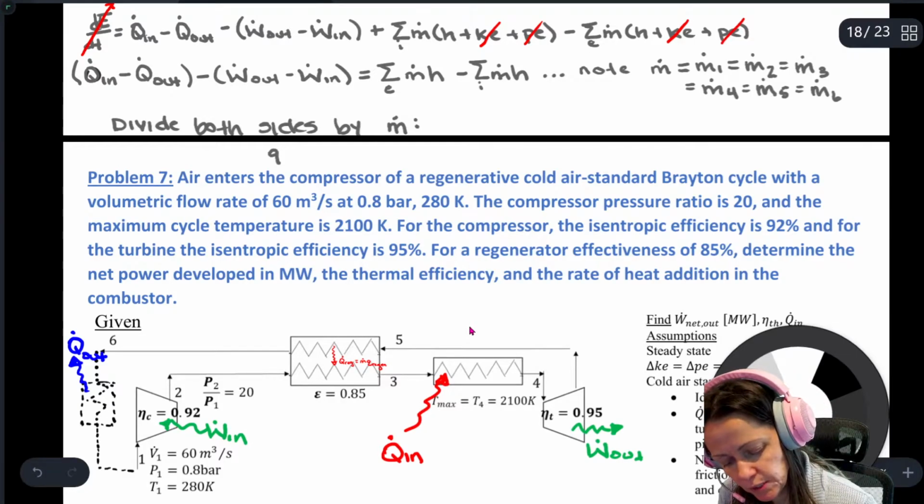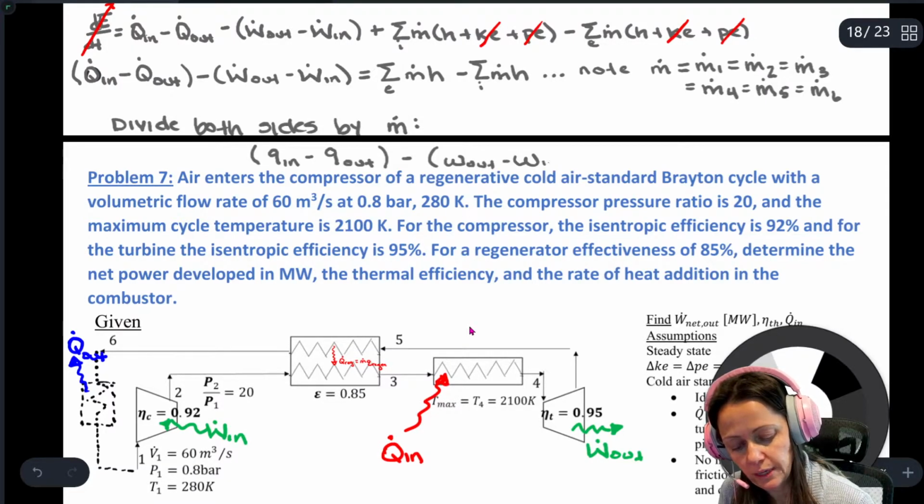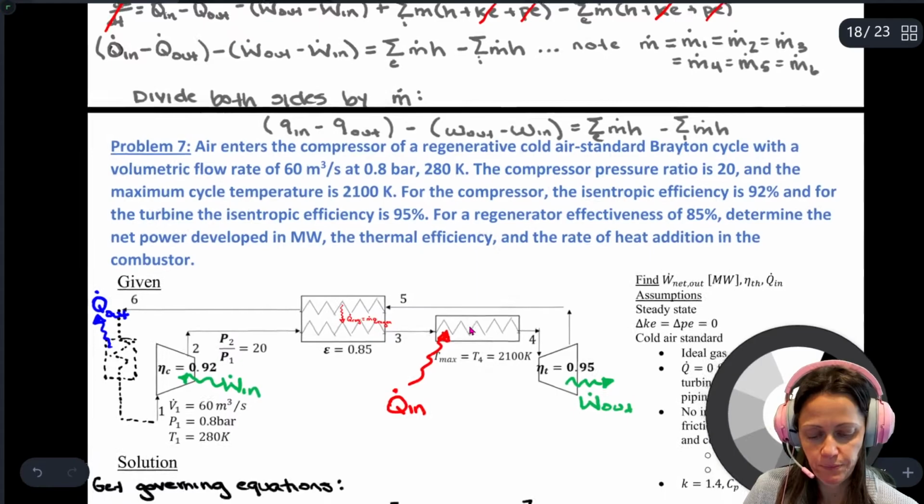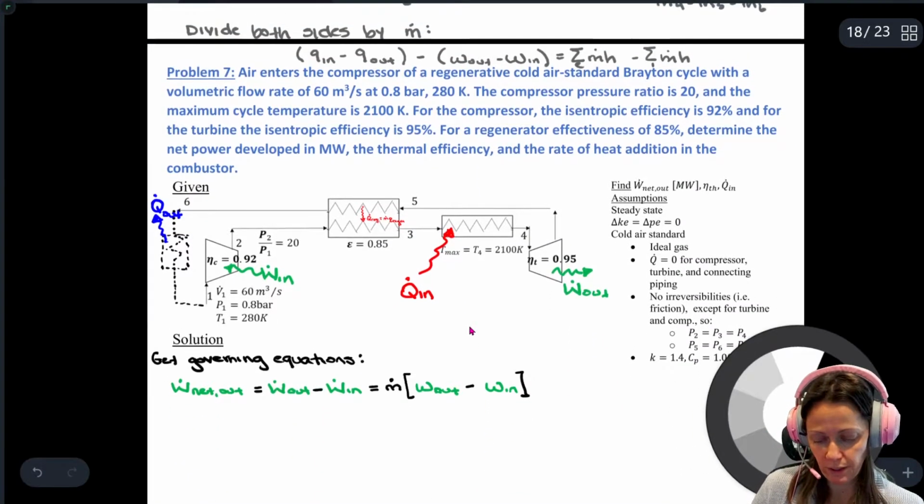got one continuous loop, this is going to give me little q in minus little q out minus little work out minus little work in equals the sum of the m dot h's going out minus the sum of the m dot h's going in. Okay. So that's my first law that I'm working from.